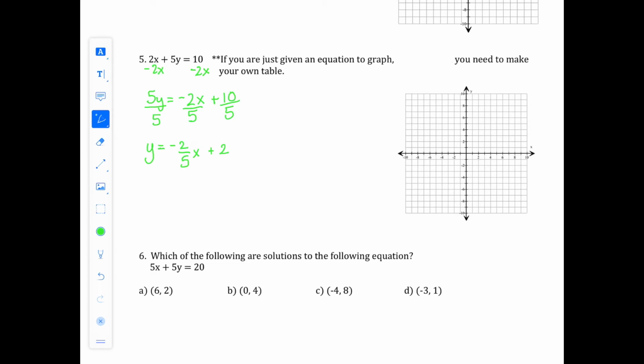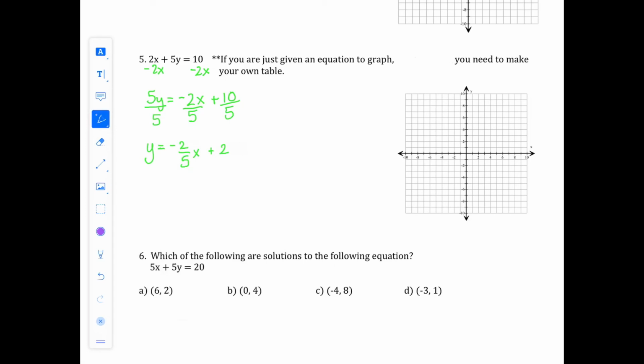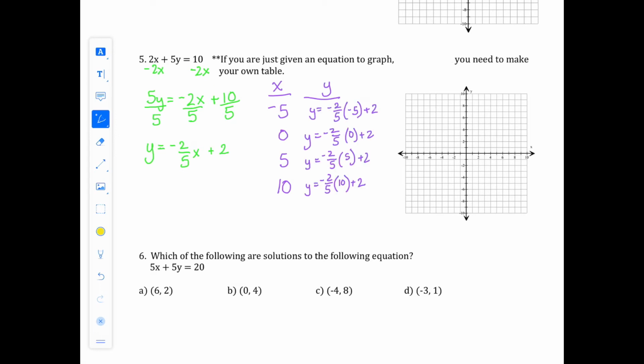So now, when we're choosing these x values to plug in so that we can see what this equation looks like, we're going to want to choose some that will eliminate the 5 in the denominator. I'm going to choose x equals negative 5, 0, 5, and 10. And if I do that and we plug that into the equation, we end up with this. So these simplify to 4, 2, 0, and negative 2.